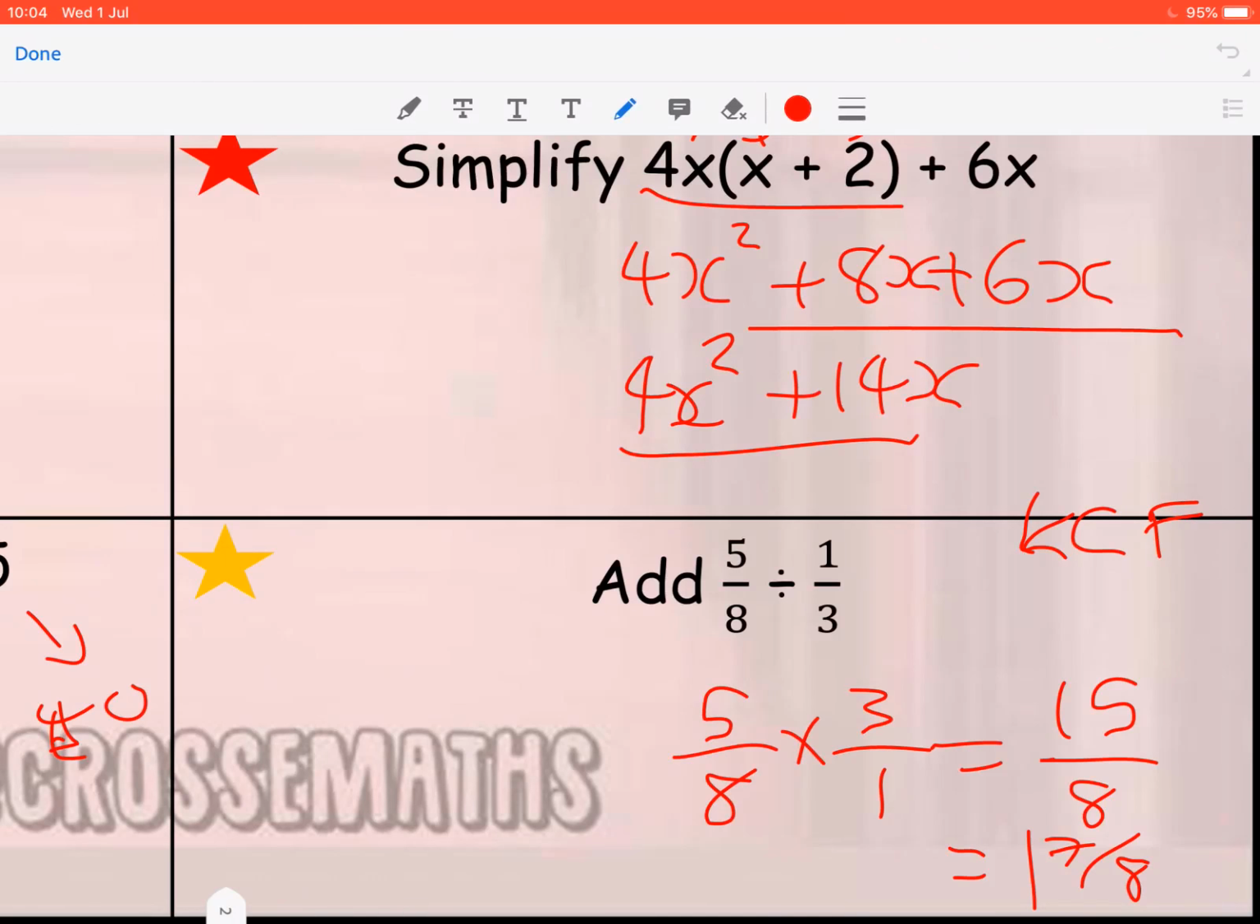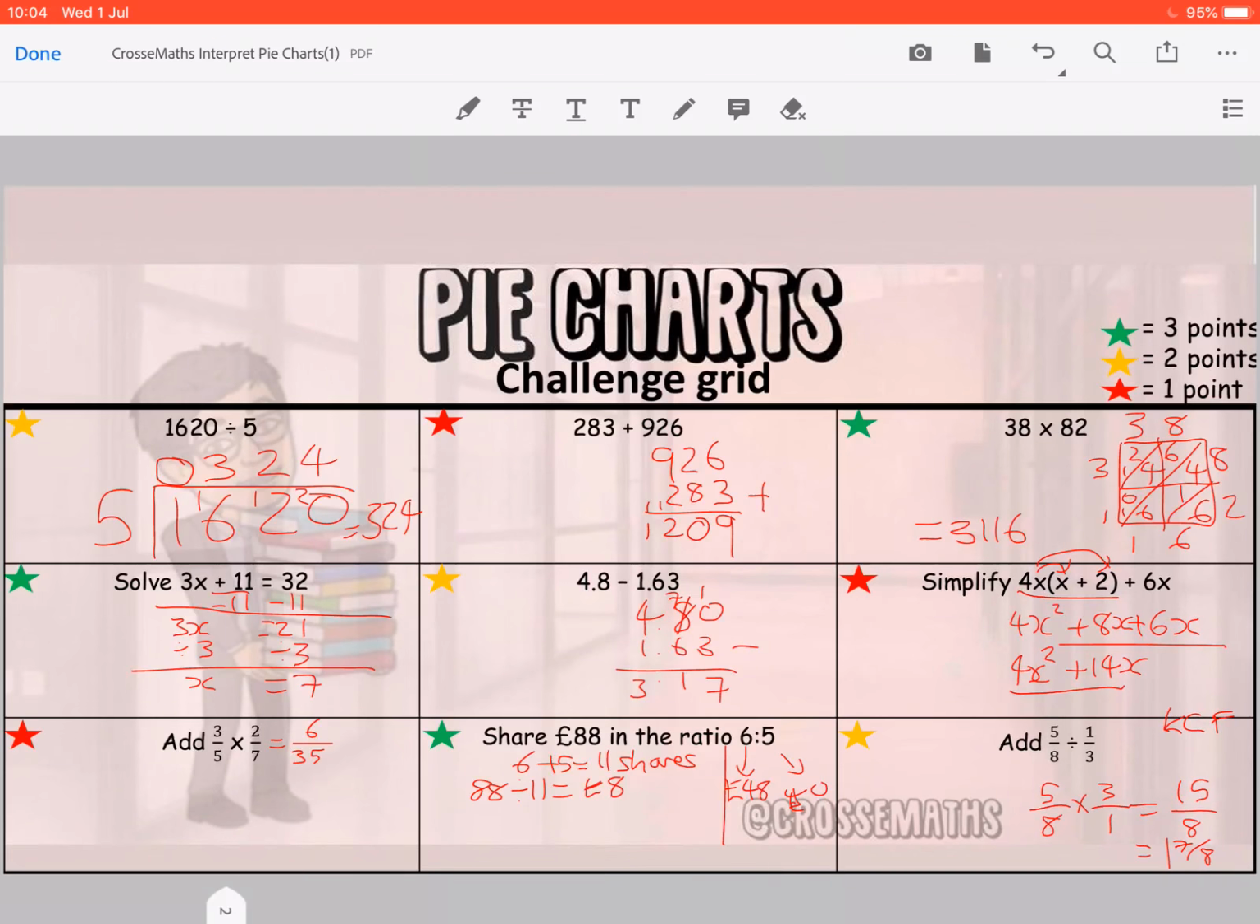Right guys, what I'd like you to do, mark whatever you've done so far. It's 18 points altogether. If you've got anywhere around 15, that's really, really good.